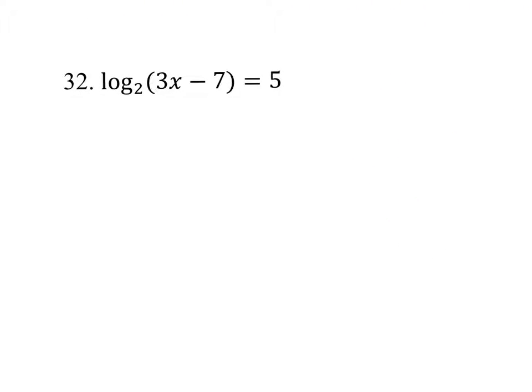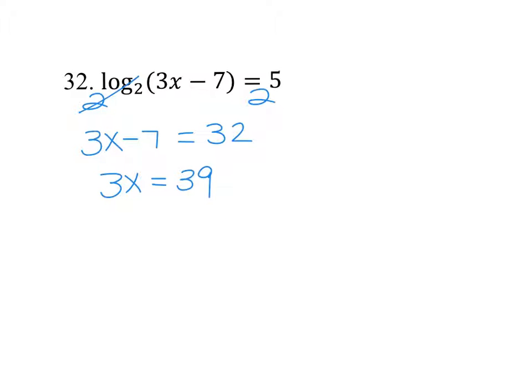If I look at 32, it's a log function, so I'm going to take 2 and raise it. So these cancel out. I'm left with 3x minus 7 equals 2 to the 5th, which is 32. So now I have 3x equals 39, so x equals 13.